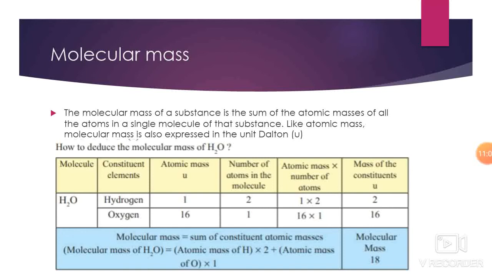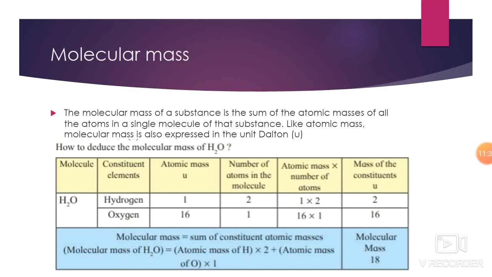So H के पास लिखा है 2, so H के मतलब 2 हो गए, O के पास कुछ नहीं है मतलब 1 होगा. So after H there is written small 2, so that is the number of atoms of H, and after O there is nothing, then it will be 1. So the number of atoms in the molecule for hydrogen are 2 and oxygen is 1.